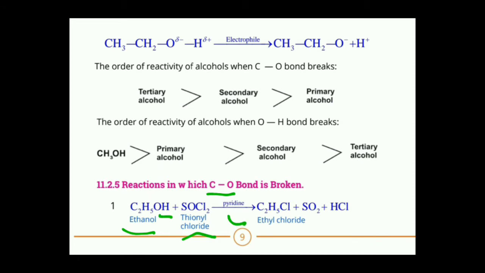Its hydroxyl group is removed and it is replaced by chloride ion. SO2 gas is released and HCl is produced. Basically, thionyl chloride is a source of chloride ion and it attacks the CO bond which is broken, the hydroxyl ion is removed, and then the C forms the bond with chloride ion. And the byproducts are SO2 gas and HCl, and the reaction occurs in the presence of pyridine.